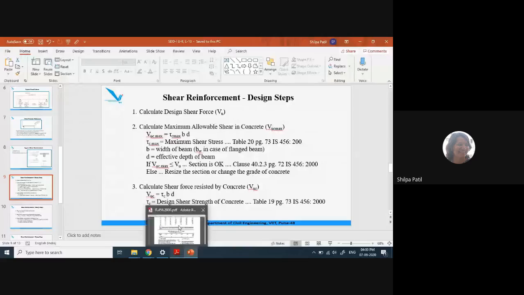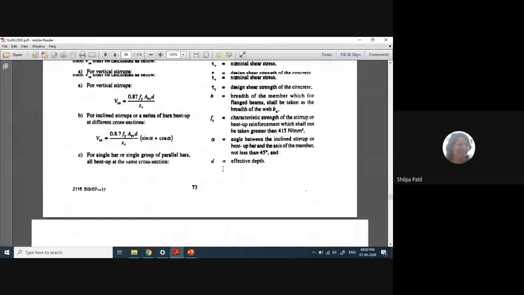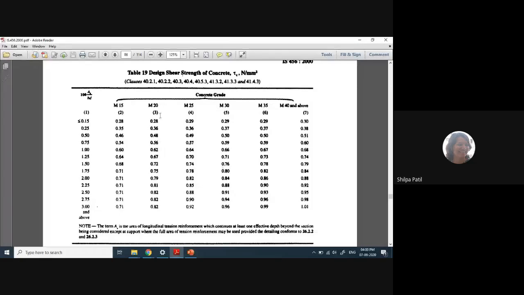So if I go back to page number 73, this is page number 73, table 19. It gives us the design shear strength of the concrete, tau c, which again depends on the grade of the concrete. And if you observe this formula, 100 into As upon b d, that is the percentage of steel provided in the beam. So the design shear strength of concrete depends on two parameters: concrete grade and the percentage of steel provided in the beam. That's why we first have to calculate the Ast, and then come to the design of shear reinforcement.